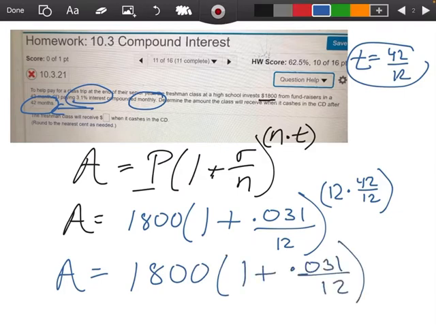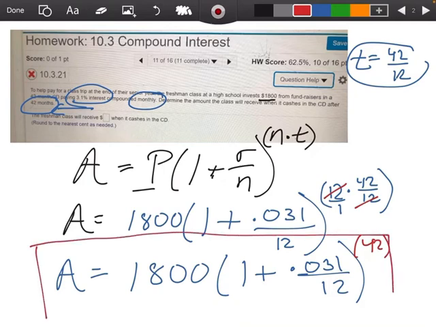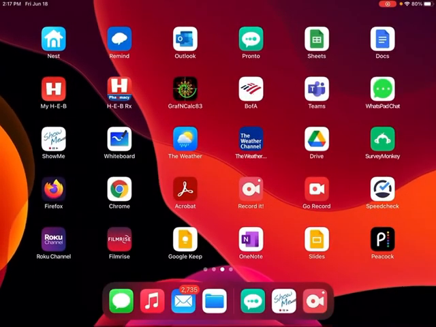The only thing I'm going to clean up here a little bit is the 12. So remember, when I'm multiplying, I can think of this as 12 over 1. So what's going to happen, y'all, is that this 12 on the top is going to cancel with that 12 on the bottom. So this is just going to be 42. That's the only thing I'm really going to clean up here, okay? And then now I'm going to enter it in exactly as I see it on my calculator, okay?